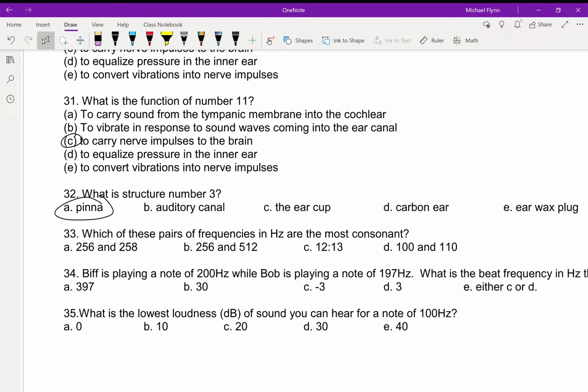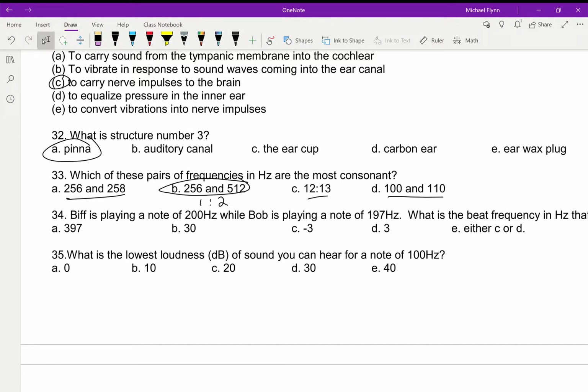Which of the following frequencies are the most consonant? They would have to occur in the simplest of ratios. So the one that reduces to the simplest is actually this one that reduces to 1 to 2. These ones, that's not reducible. This one reduces to something complicated. This one reduces to 10 to 11, which is still complicated. So 1 to 2 is the simplest, and that's it.